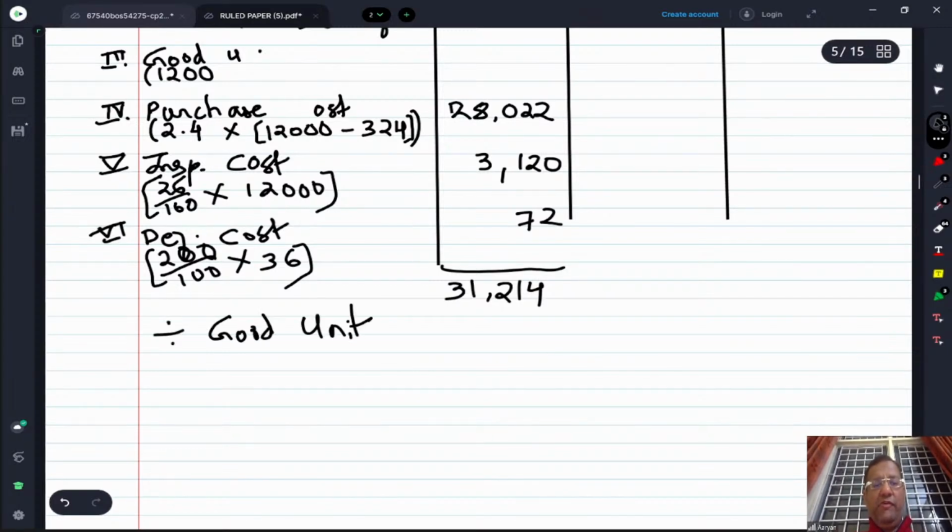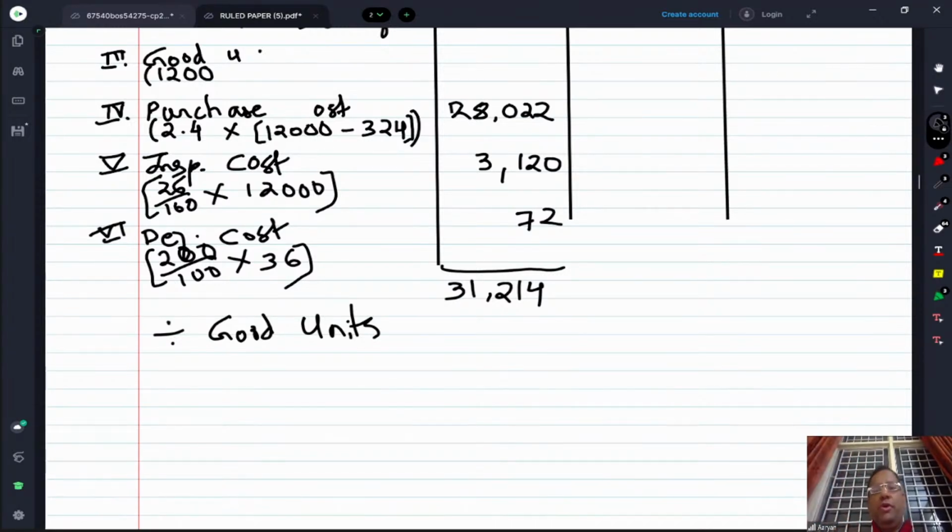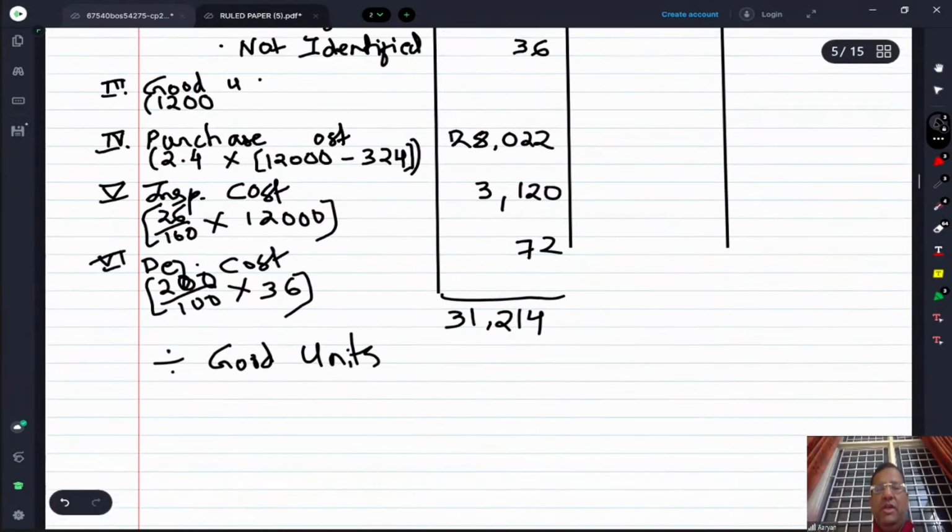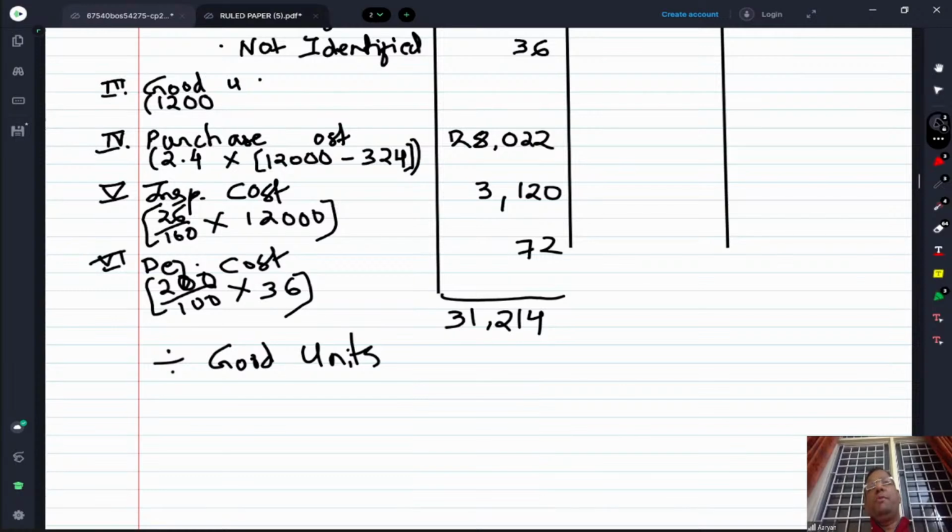Tell me what is the good unit. Once again, beta, 11,976 is not the good unit. No, that's the wrong calculation. Tell me, just imagine yourself as a purchaser. You will give me the answer starting from 12,000 you have purchased, what you have returned, what you have paid for. What is the amount of good unit in this particular case? I'm waiting.